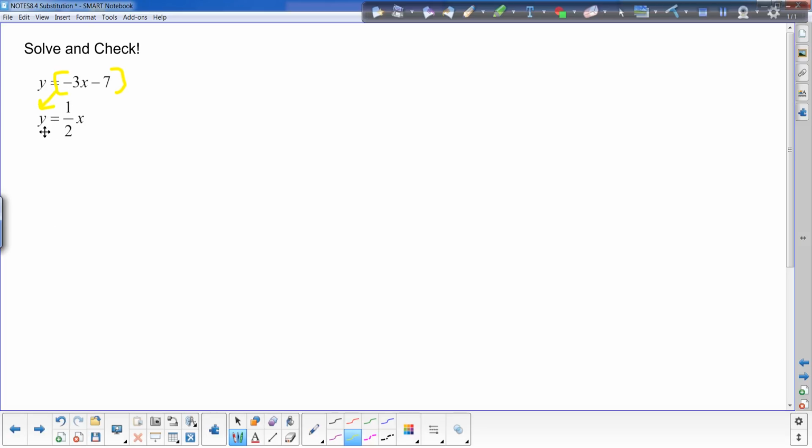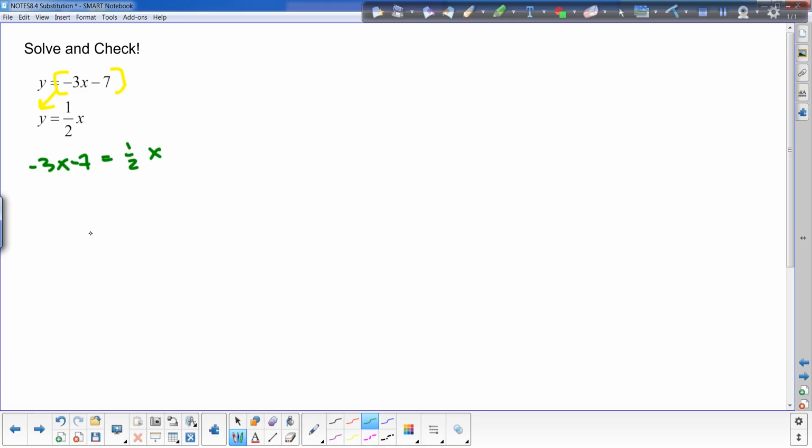So I'm just going to take this y, and instead of writing the letter y, I'm going to write down what y is equal to. So I get negative 3x minus 7, that's this part, equals half x. Now I've got just x's, so I have to solve it.